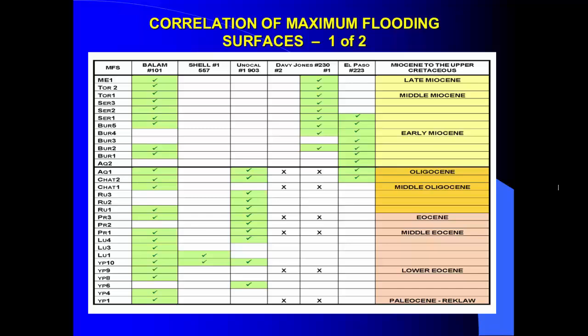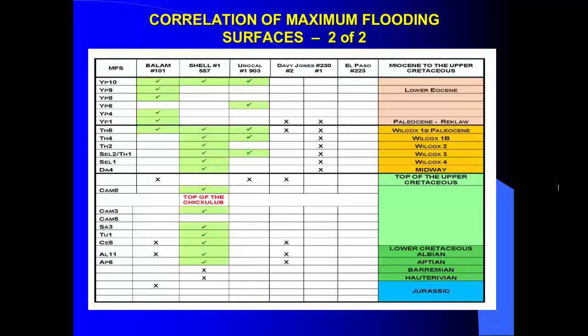In the 903, we found about 8 or 9 of these that we could correlate back into the Balm. And the top of the Oligocene, these are tops of the Middle Eocene, and this is Lower Eocene, and down into the Reklaw. So we could recognize those in the wells, but we don't get it down into the maximum flooding surface level of refinement.